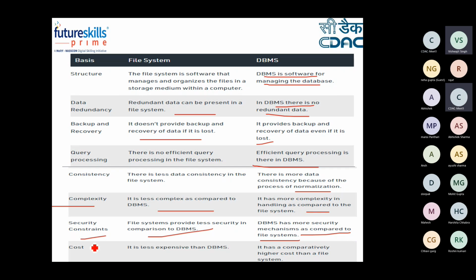Cost. In terms of cost, the file system does not have too much expense. It's less expensive. While DBMS is software or a tool, so you need to purchase the license, and you also require a trained person. So in terms of DBMS, the cost will be increased. These are a few basic differences between the file system and the DBMS system.